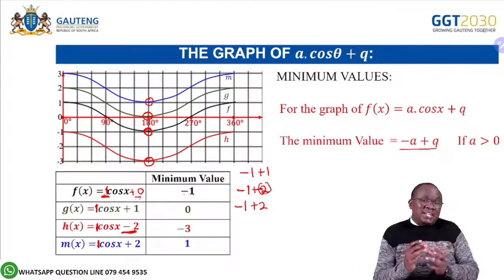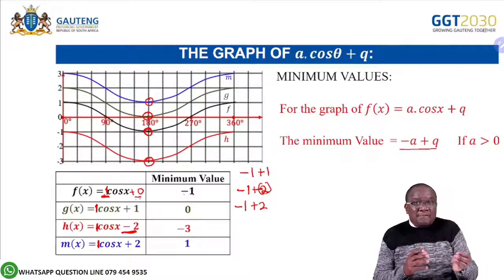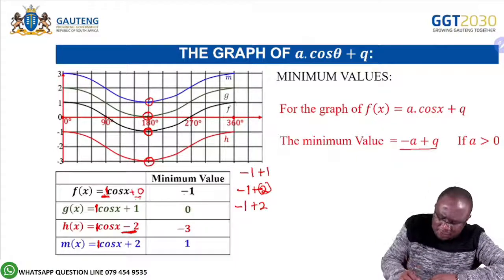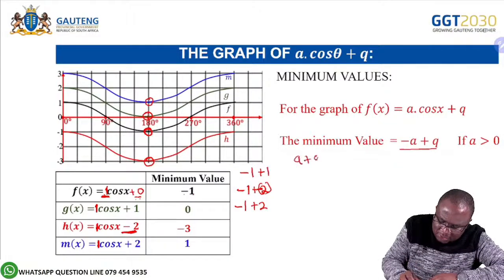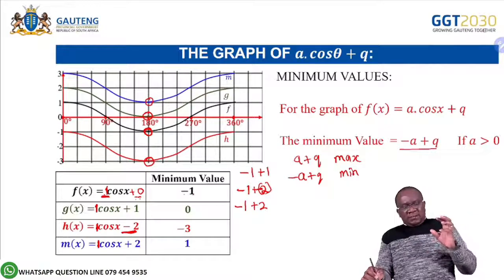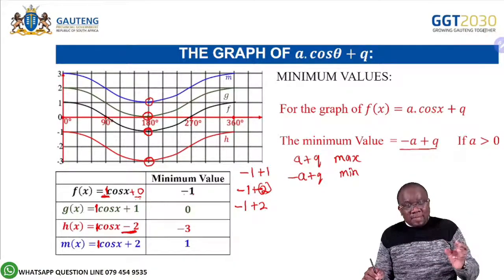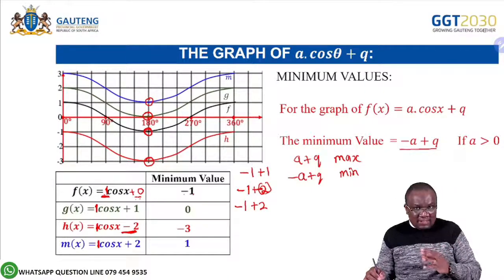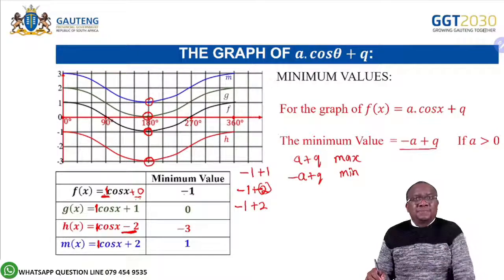Now we have generalized how we can find our minimum value and our maximum value. Remember, we said the maximum value is going to be a plus q, and the minimum value is going to be negative a plus q. Now we need just 1 minute. We write short notes, and after 1 minute we're going to discuss the range, and I think we'll end by the range there. Just 1 minute, write your short notes.